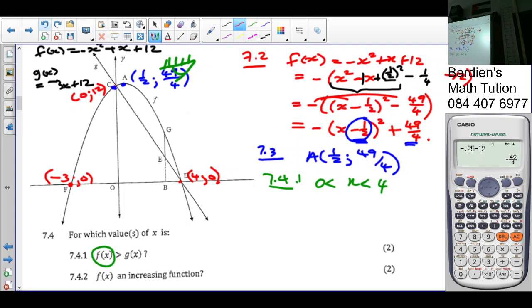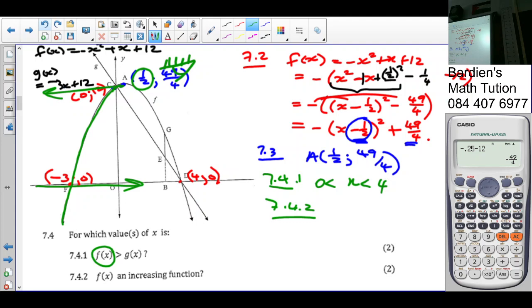Next question. F of x an increasing function. For which values of x is f of x an increasing function? So is f increasing or decreasing here? It's increasing. It's increasing as x is moving from left to right. As x increases, the graph is increasing. They want to know where it's increasing. So where is it increasing? For x is less than. Can you see that, people?